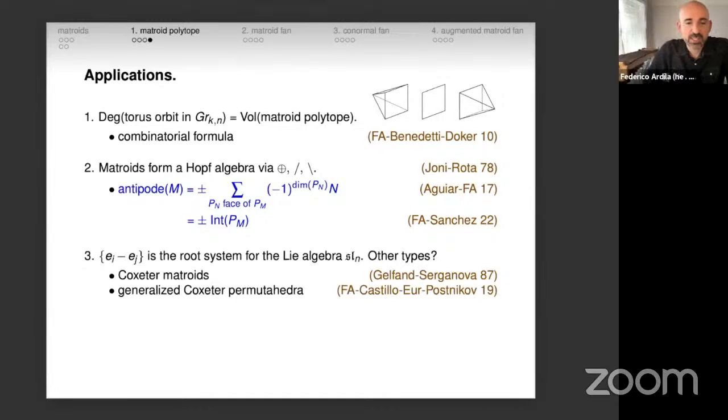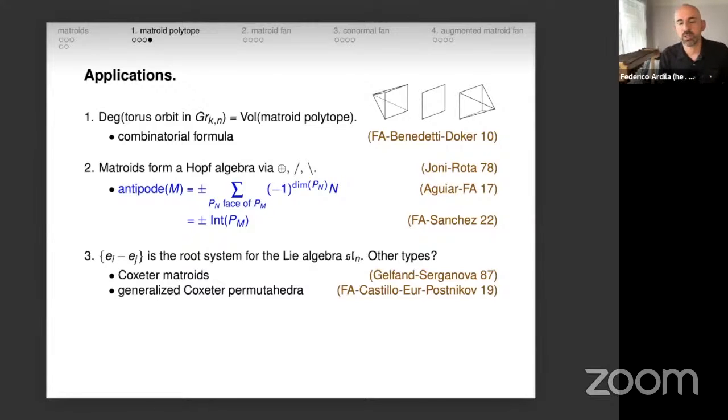A third point is that these vectors e_i minus e_j that I mentioned, I said that this was a Lie theoretic characterization because this set of vectors is one of the most important collections of vectors in mathematics. It is the root system for the Lie algebra SL_n. And so that very naturally leads to the question, okay, well, what about polytopes that you can make whose edges are the root system of some other Lie algebra?